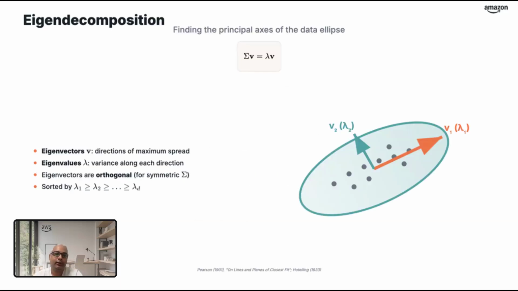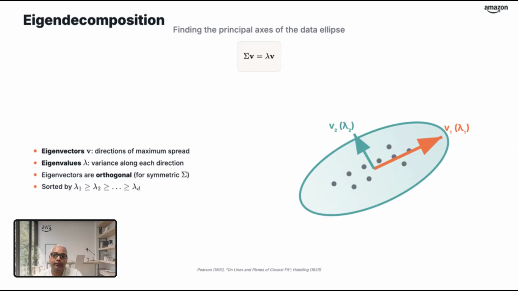So eigenvectors are directions which capture the maximum amount of variance in the data. The first eigenvector would be the direction which captures the maximum variance. The second one would be the direction which is orthogonal to the first eigenvector and also captures the maximum variance, and so on. So eigen decomposition gives us a way to capture the spread in the data.